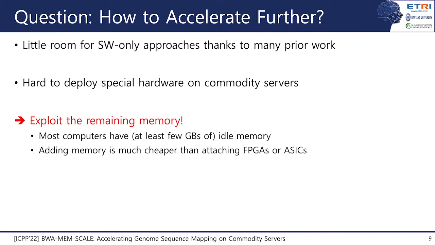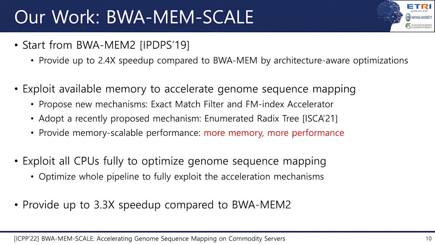Most computers have idle memory, at least a few gigabytes, since memory capacity is determined based on peak usage. In addition, memory is very easy to deploy, and adding memory is much cheaper than attaching FPGAs or ASICs. Thus, we propose BWA-MEM-SCALE, which accelerates genome sequence mapping by using the remaining memory in the system. We start from BWA-MEM-2, a widely used genome sequence mapping program.